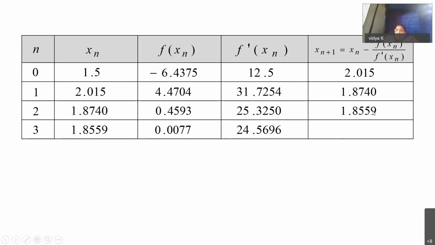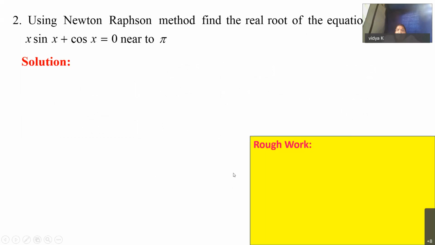See here, they are differing, they are not the same up to 3 decimal places. What about in this next iteration? Is it the same up to 3 decimals? Yes. Now you stop and conclude that the root is correct to the decimal places.